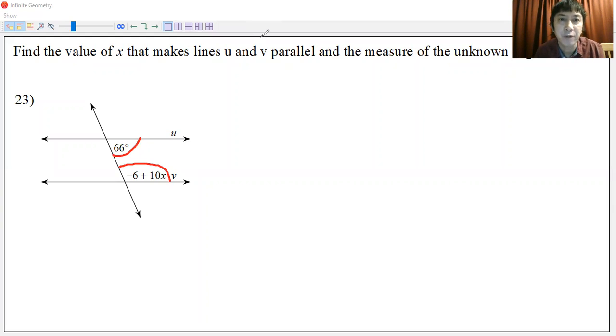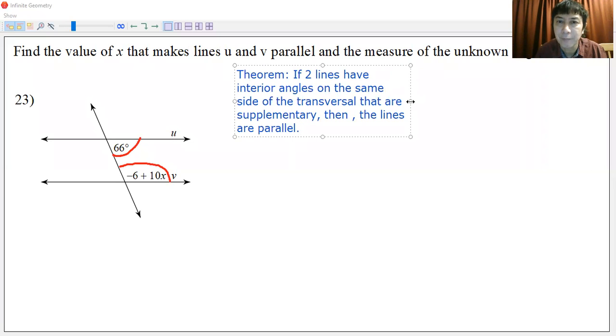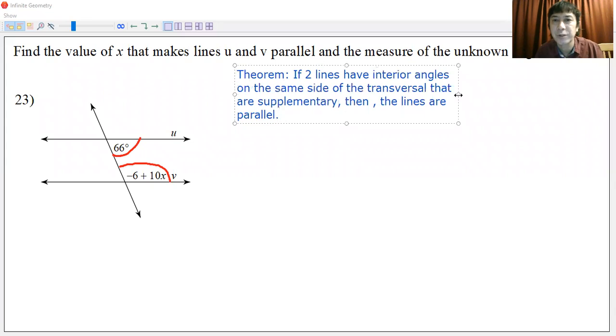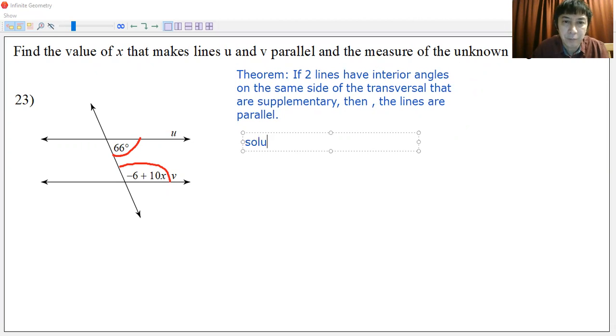We apply the same theorem. Two lines have interior angles on the same side of the transversal. These are interior, on the same side of the transversal. And if they are supplementary, then the lines are parallel. So we will be having our working equation. Solution will be first angle.